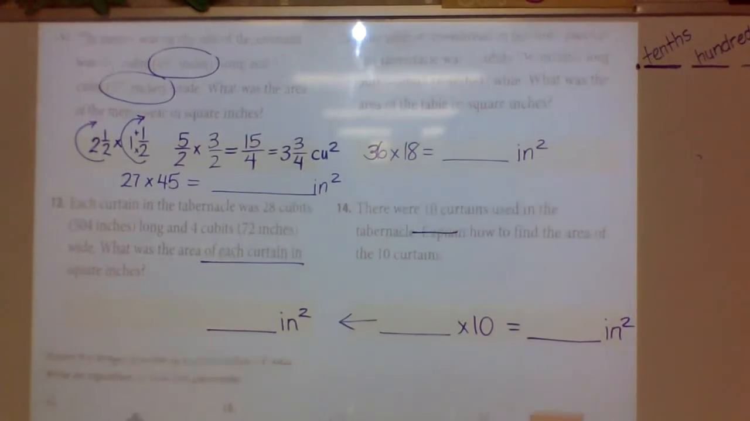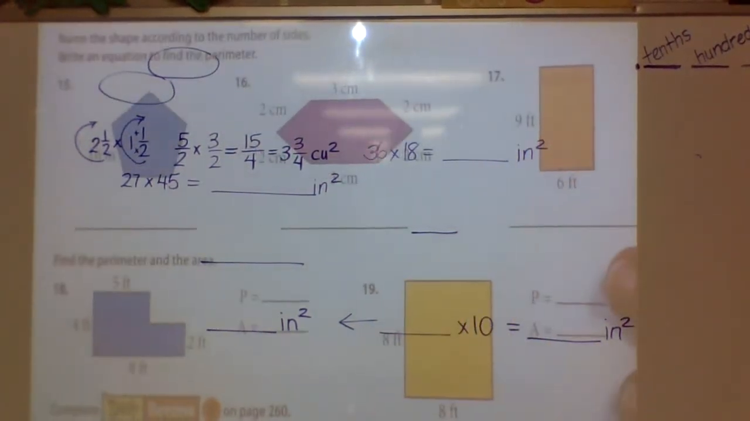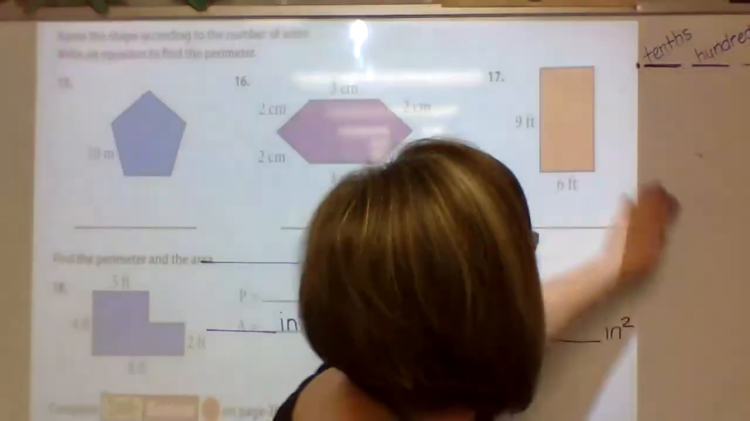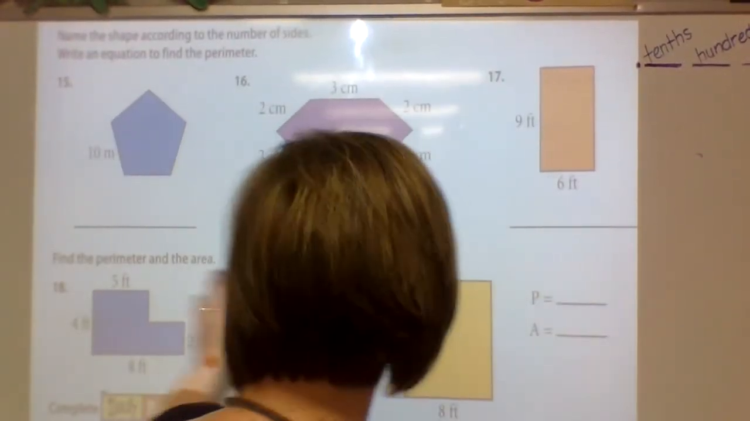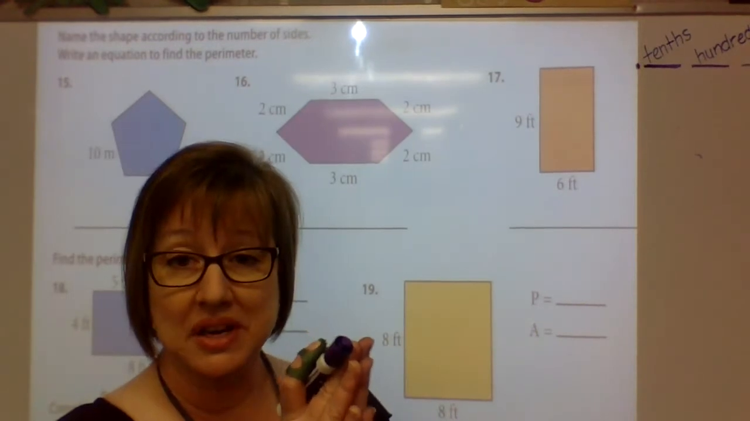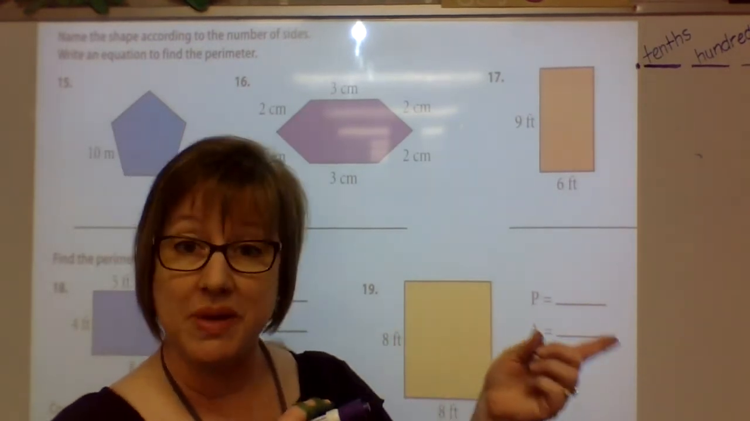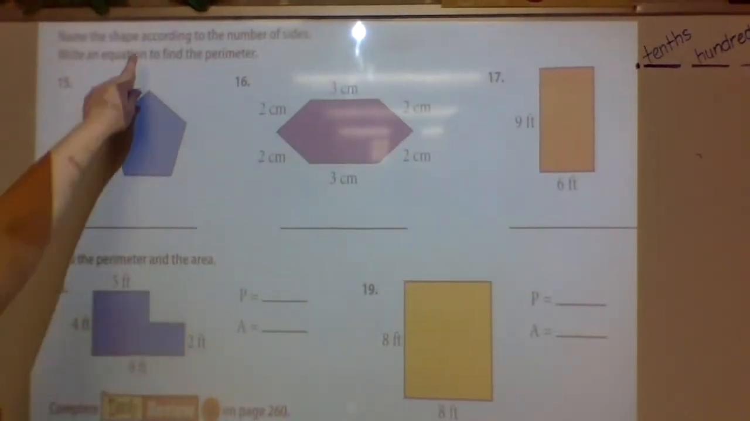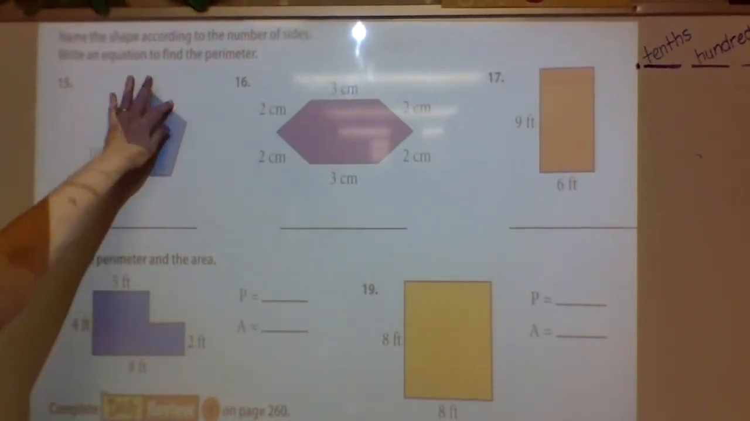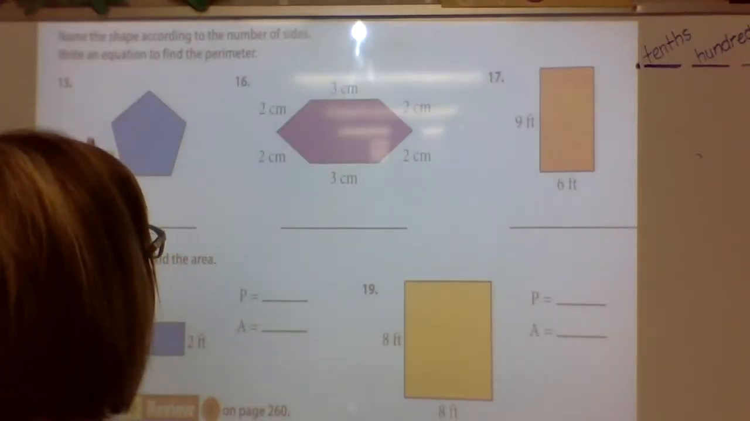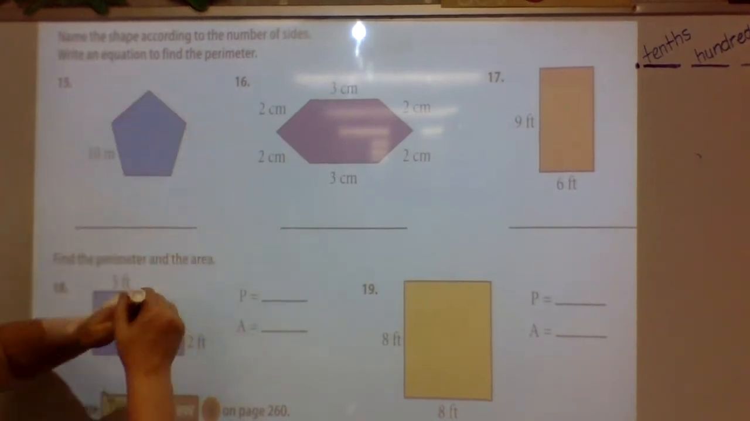Okay, then on the bottom underneath that, name the shape according to the number of sides. Oh, we're back to reviewing. If you can't remember, you can either use your math folder with all those measurements in the back, or you can go back about 4 pages and see what these shapes are according to the number of sides. This one has 1, 2, 3, 4, 5, unless you remember what shape has 5 sides, and then write an equation.